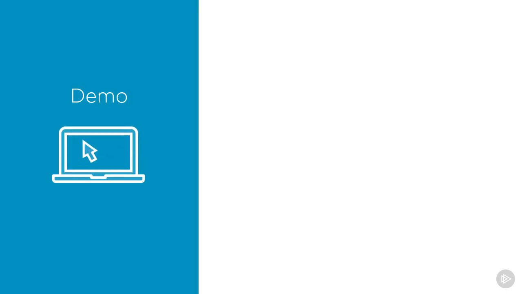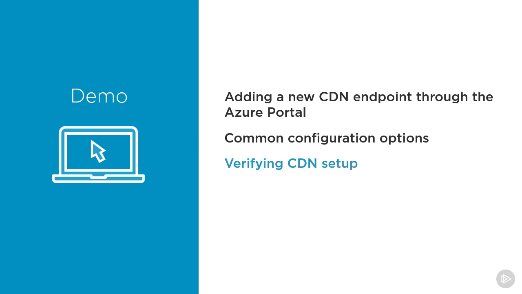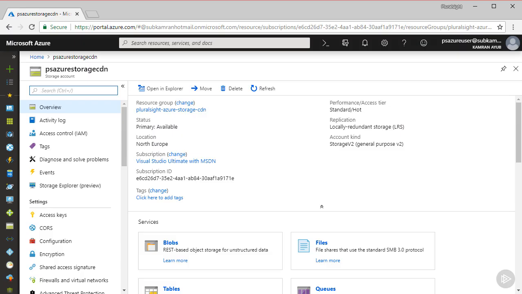In this demo, we'll walk through the full process of enabling Azure CDN for our blob service through the Azure portal, as well as looking at common configuration options. We'll verify the CDN was set up correctly and then remove it to prepare for the next demo.